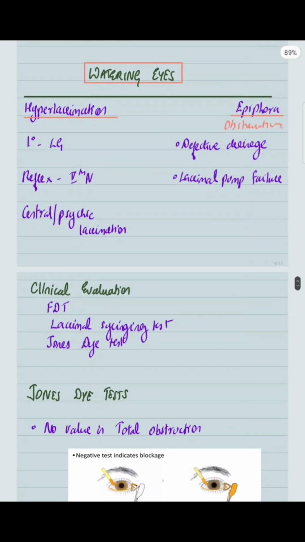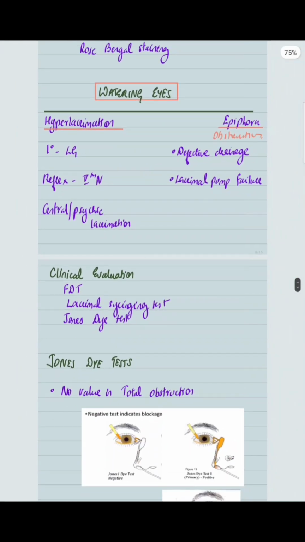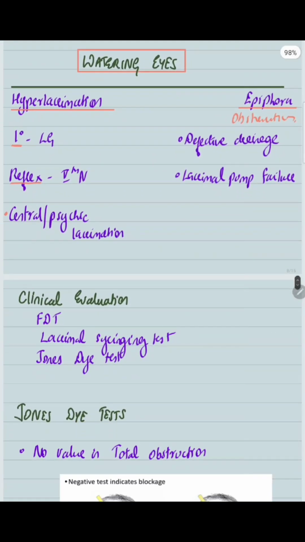Causes of hyperlacrimation: primary hyperlacrimation is due to direct stimulation of the lacrimal gland, and reflex hyperlacrimation is due to stimulation of sensory branches of the fifth nerve, causing reflex secretion. It can also be due to central or psychic lacrimation. Now obstruction can be due to defective drainage, that is malposition or obstruction of the duct, or it can be due to lacrimal pump failure.